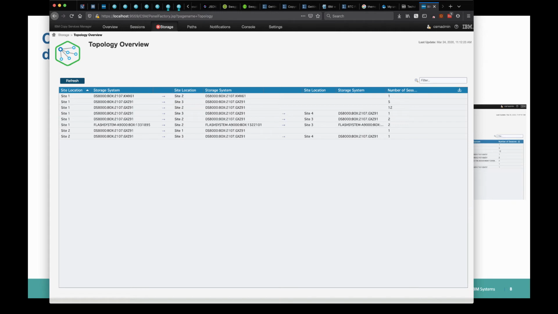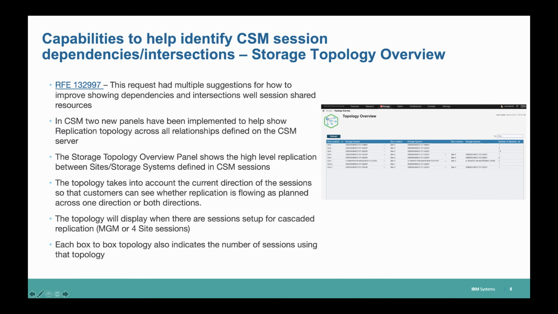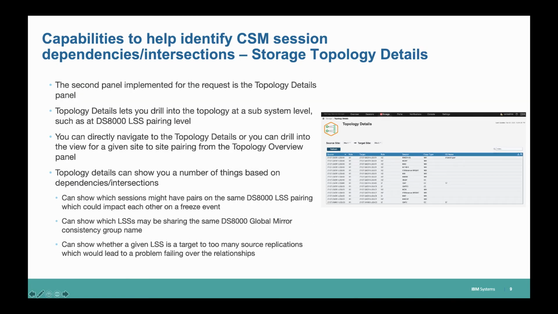So what can we do here? So now brings us to the next one. So I'll click here. So now we can drill down and actually see the details, and that's what we call the storage topology details panel. The storage topology details panel will give you the actual small-scale stuff. So on a DS8000, it'd be the LSS pairing level. So it'd be a particular source and a particular target, and all the relationships made up from there.